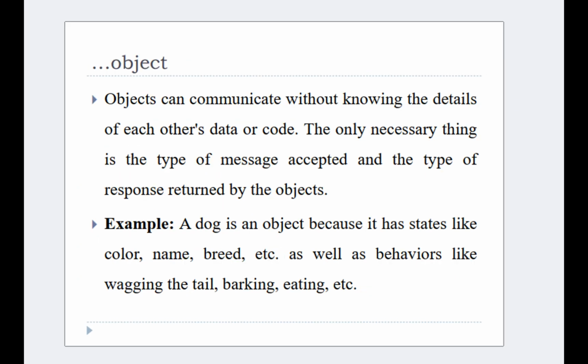Objects can communicate without knowing the details of each other's data or code. The only necessary thing is the type of message accepted and the type of response returned. For example, a dog is an object because it has states like color, name, breed, etc., as well as behaviors like wagging the tail, barking, eating, etc.